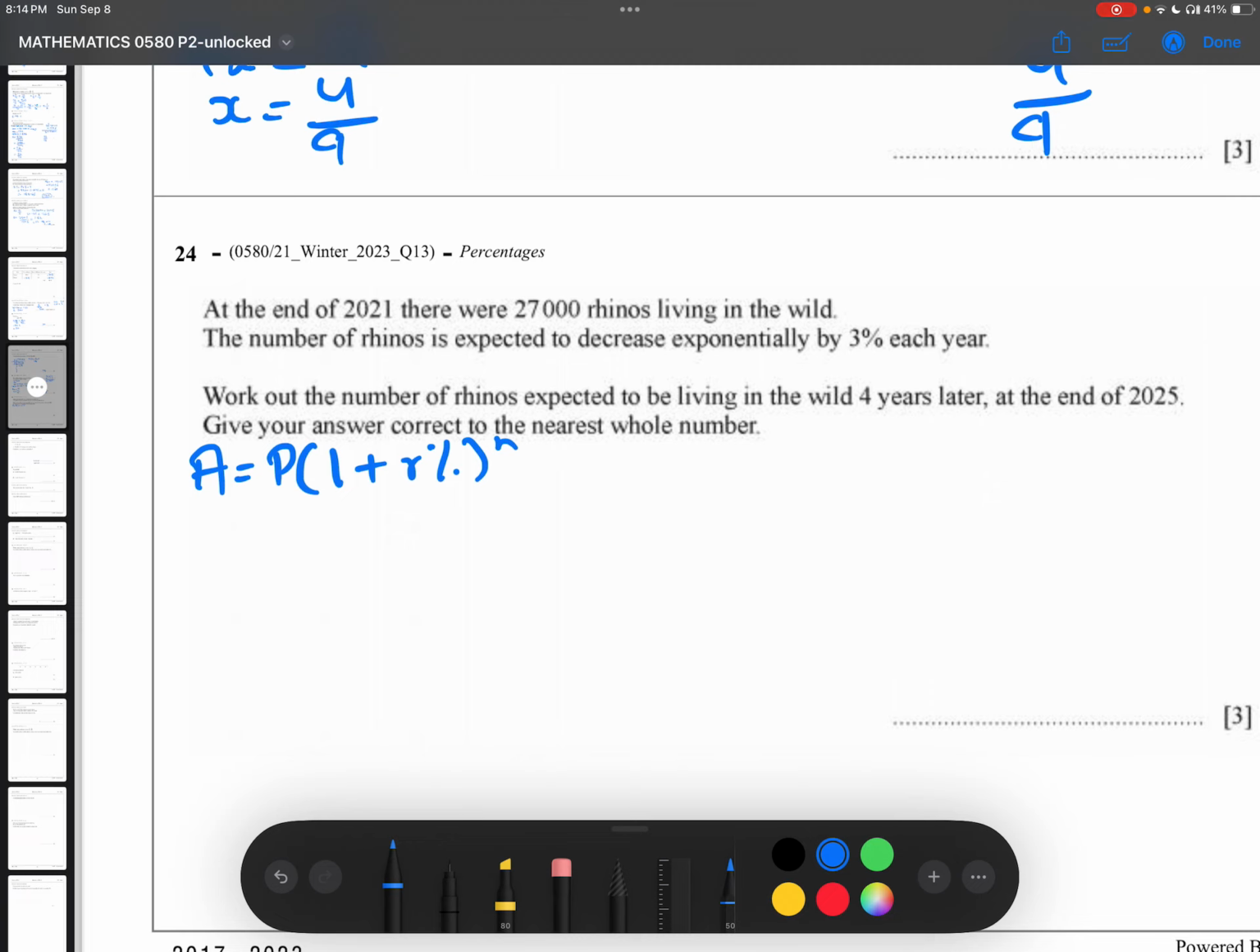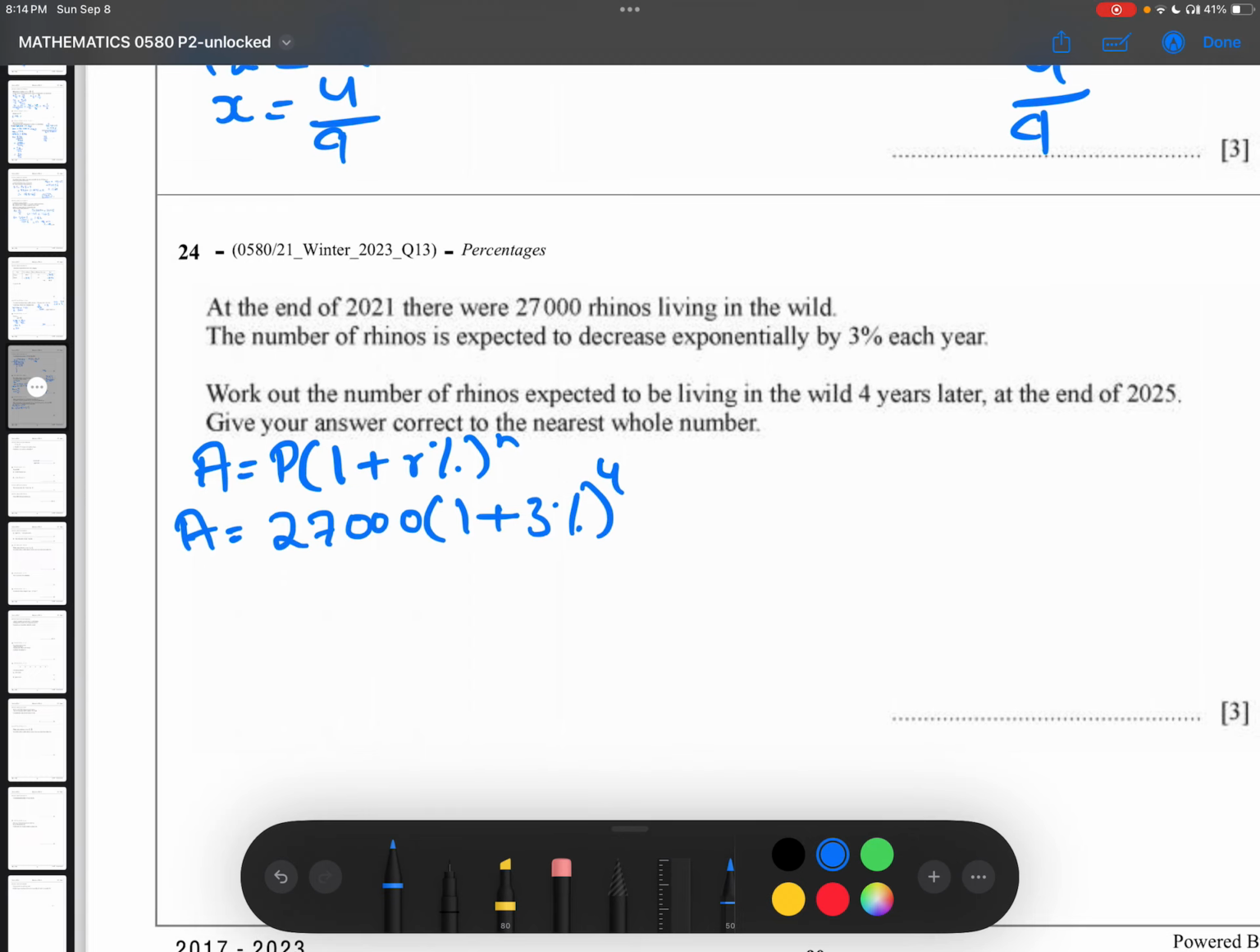So in this question, we need to find A, the number of rhinos living 4 years later. The principal amount is 27,000, the actual number of rhinos. So I will write A is equal to 27,000 into 1 plus R, which is 3, the rate percent, to the power n, and the interest has taken place 4 times, so n is 4.